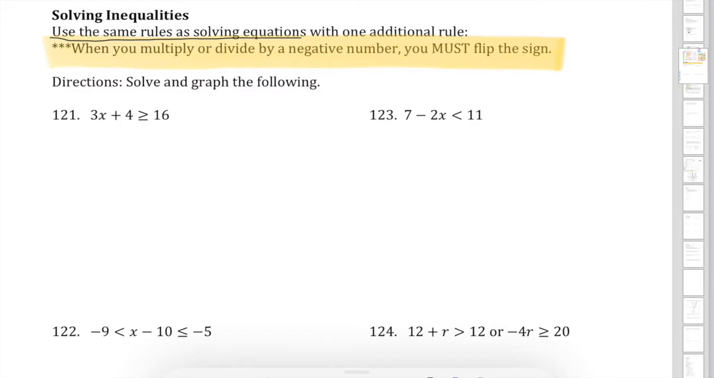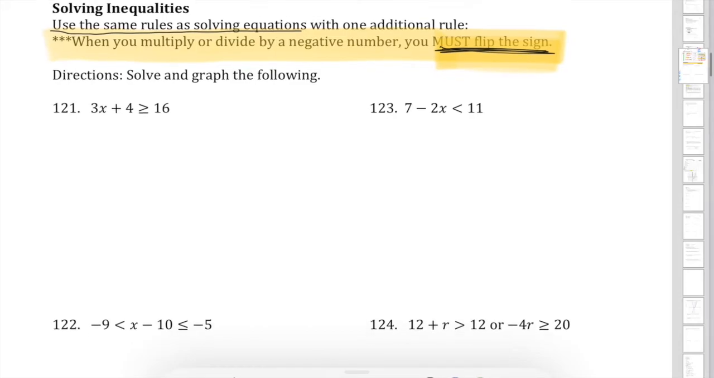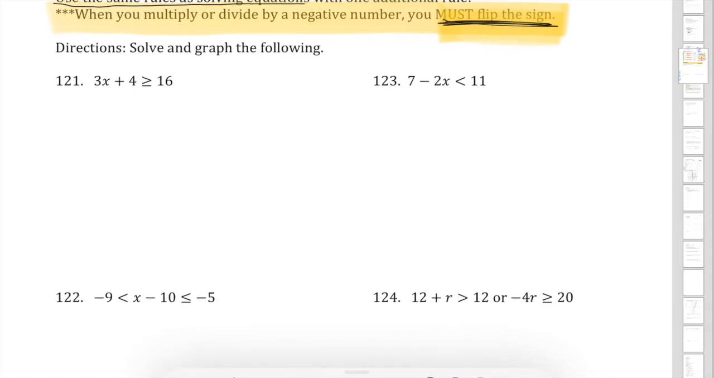When you multiply or divide by a negative number, you must flip the sign. Okay, you must flip your sign, and the sign that I'm referring to is the inequality sign. Your less thans, your greater thans, whatever it may be for the specific situation, those are the signs that get flipped if you are multiplying or dividing by a negative number. So you'll see what I mean when it comes up, but other than that rule, you're solving inequalities like you would solve any plain old equation.